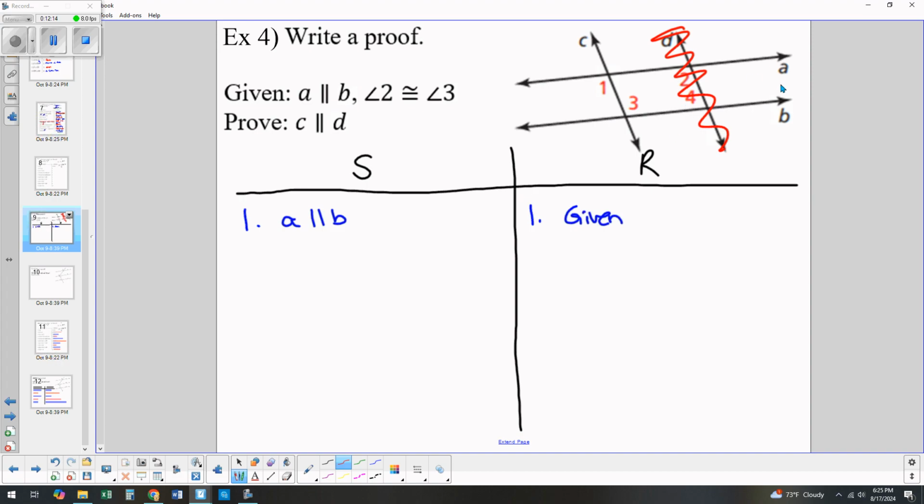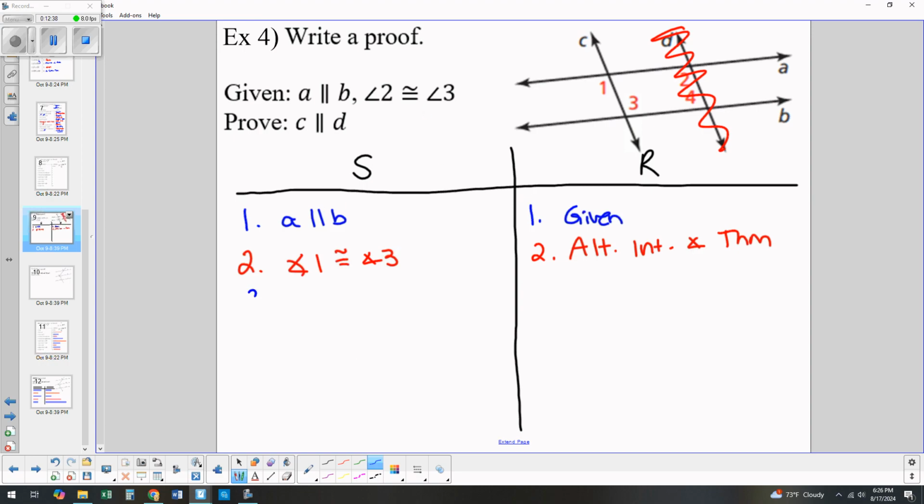So knowing that A and B are parallel, I could say that 1 and 3 are congruent because they're alternate interior angles. So that's going to be the alternate interior angle theorem. Because again, we're not saying the lines are parallel, we're saying the angles are congruent. We already knew the lines are parallel.